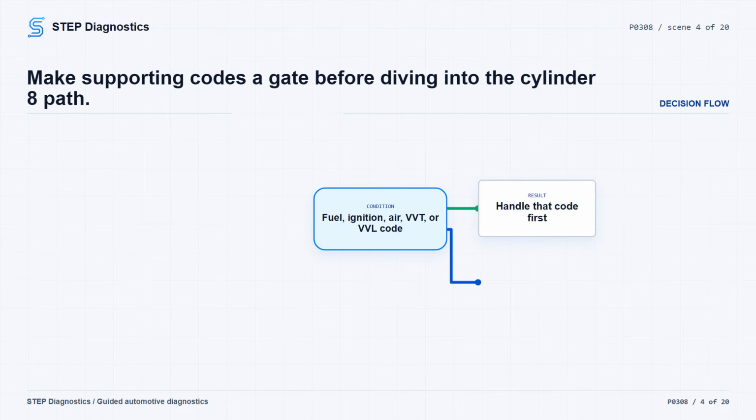Next, look at the other recorded codes. If there are active or pending codes tied to fuel, ignition components, air handling, VVT or VVL, deal with those first. If there are no related active or pending codes, continue with the cylinder 8 misfire path.